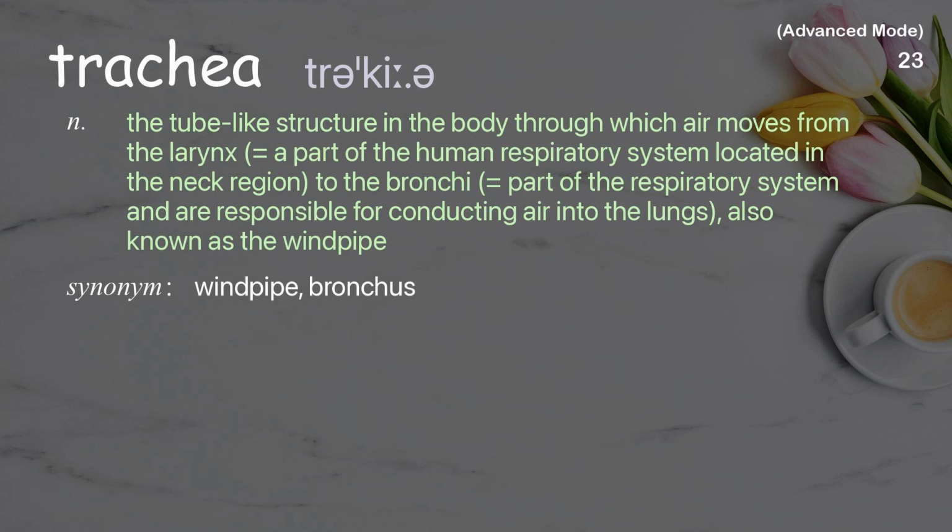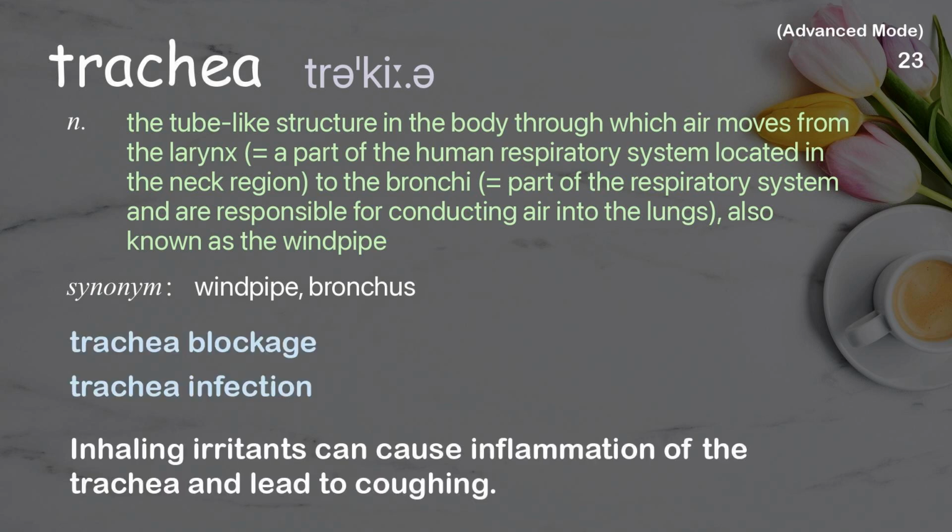Trachea. The tube-like structure in the body through which air moves from the larynx, a part of the human respiratory system located in the neck region, to the bronchi, part of the respiratory system responsible for conducting air into the lungs, also known as the windpipe. Examples: Trachea blockage. Trachea infection. Inhaling irritants can cause inflammation of the trachea and lead to coughing.